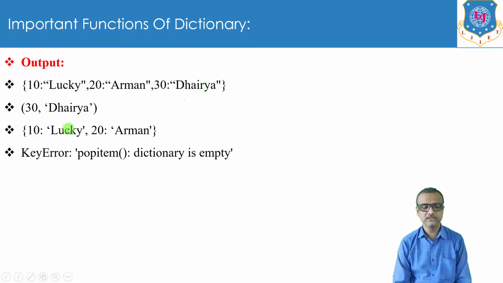And then after, if we apply the print statement, we will have the remaining two key value pairs, that is this one. In key 10 we have Lucky and in key 20 we have Arman. And on the empty dictionary, if we apply popitem, then we will get a KeyError, that is popitem dictionary is empty. Now I will show you the output of this program in PyCharm.